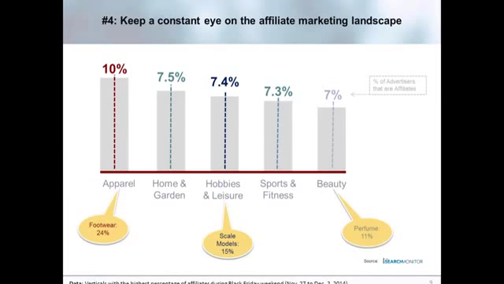So with apparel being the highest, 10% of all the advertisers that we saw during the Black Friday weekend last year were affiliates, with the highest concentration being in footwear. And then you can see almost evenly across the board, around 7%, with a big spike for hobbies and leisure. We're looking at scale models at 15% being affiliates, and then in beauty we have perfume at 11% being affiliates.